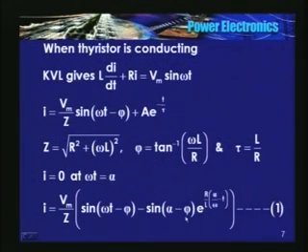So you have the current which is given by Vm by Z into sine omega t minus phi. Current is sinusoidal, lags the input voltage by an angle phi, which is equal to the impedance angle. So if trigger angle alpha is equal to the power factor angle, current is sinusoidal, lags the input voltage by an angle phi, which is equal to the power factor angle.